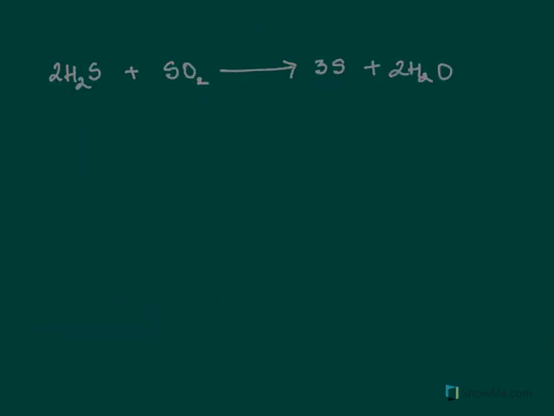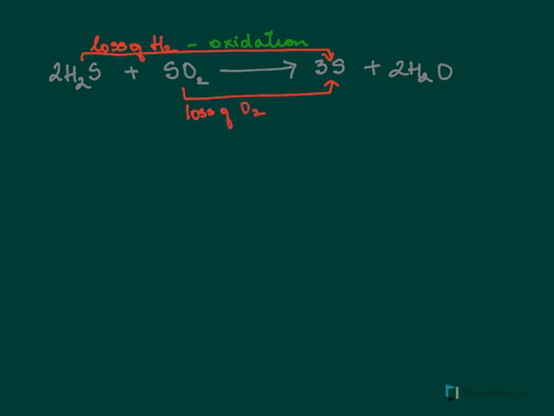In the next reaction, we see that H2S becomes S. That means there is a loss of hydrogen, and a loss of hydrogen is oxidation. Here SO2 becomes S. When SO2 becomes S, it has lost oxygen, and loss of oxygen is reduction.